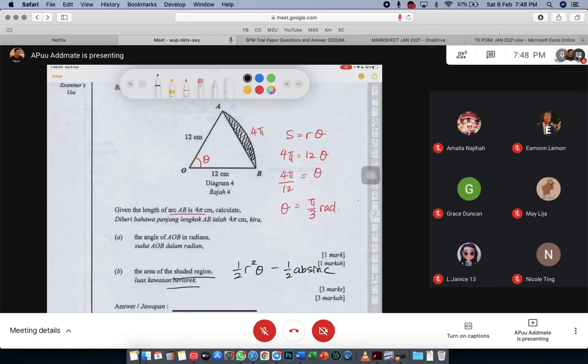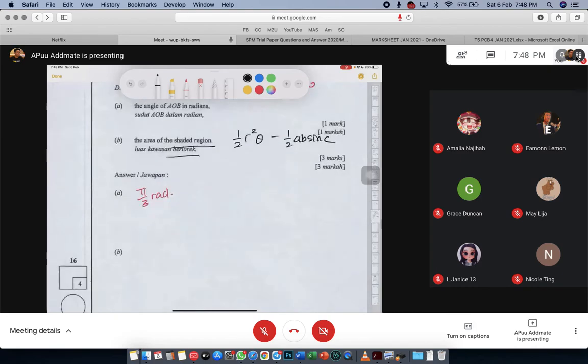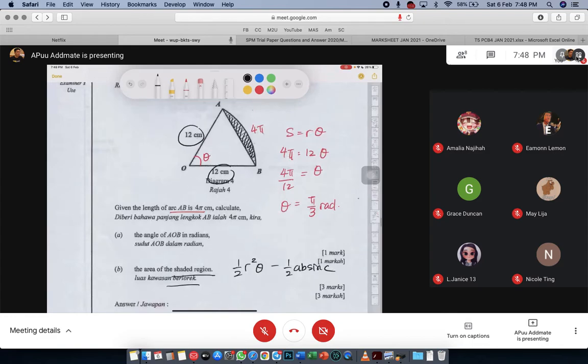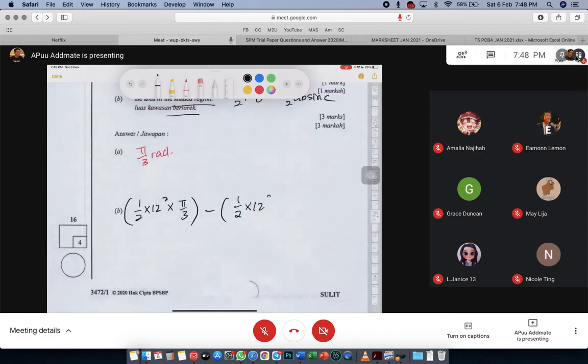Okay, so once you have done this, what we can do is just substitute into the formula. Everything is given in your formula already, and even your theta you have found. So pi over 3, later you just put it in. So what I have over here is 1 over 2 multiplied by the radius which is 12 square, and then multiply by your theta which is pi over 3. Alright, so that is your sector. Then minus your triangle, 1 over 2 times AB. A is 12, B is also 12. Therefore it's the same thing, you can times with 12 square. Then multiply by your sin theta, so you can put sin pi over 3.